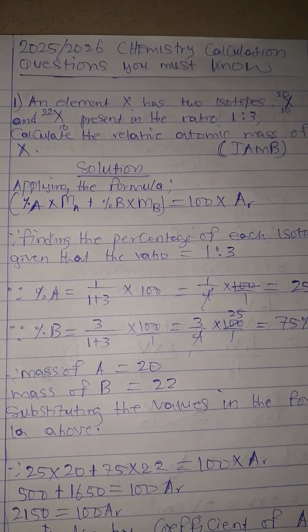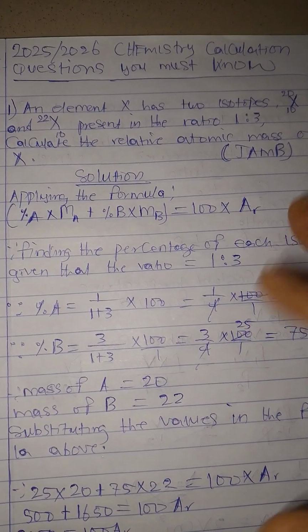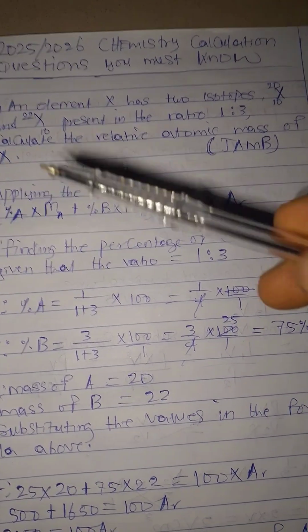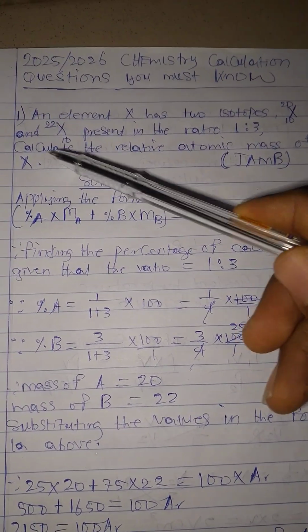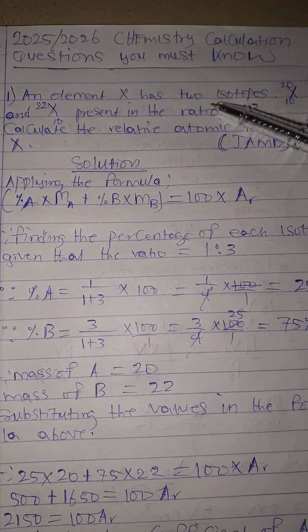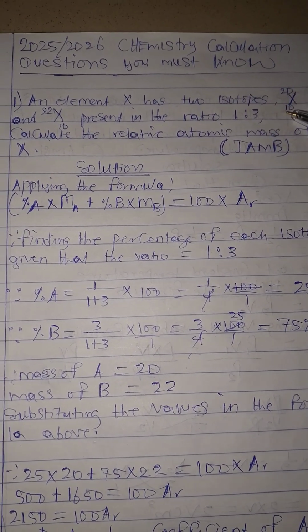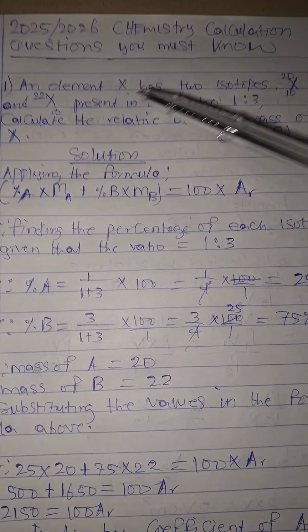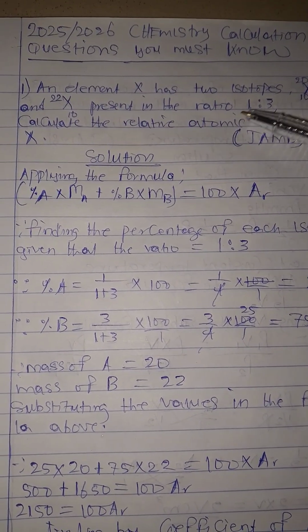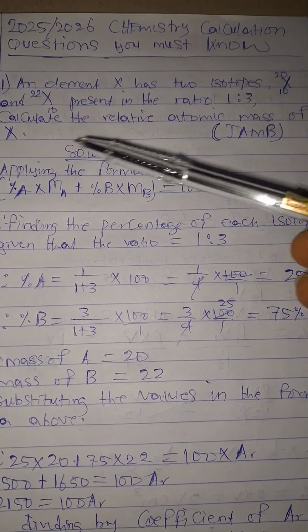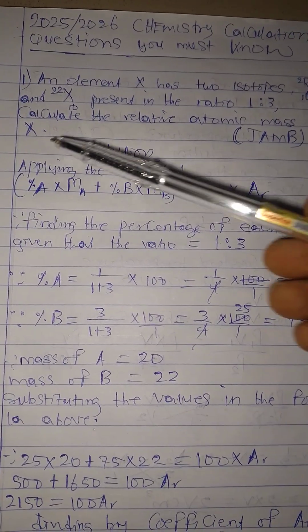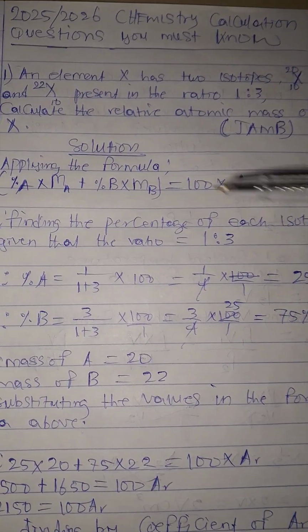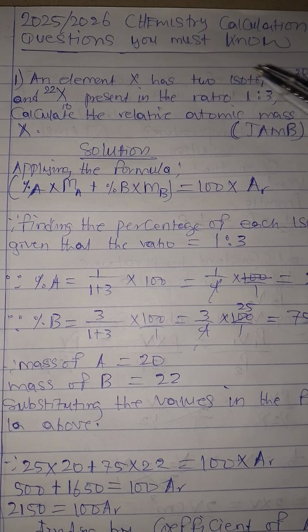Against JAMB 2025, I have this question. Question one says that an element X has two isotopes, 20 and 10, and 22 and 10, present in the ratio of 1:3. Now we have to calculate the relative atomic mass of X. You know that it said that an element X has two isotopes.